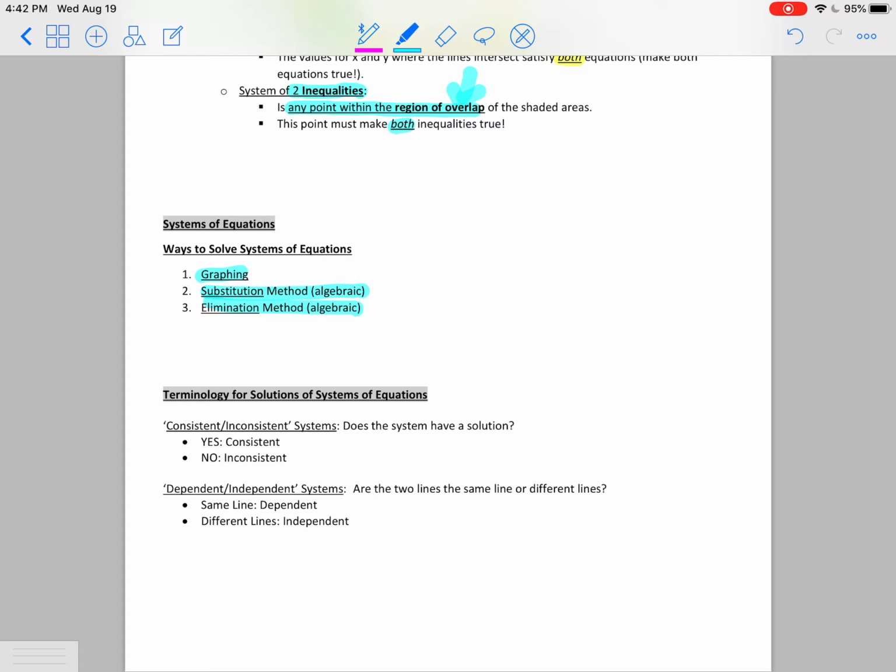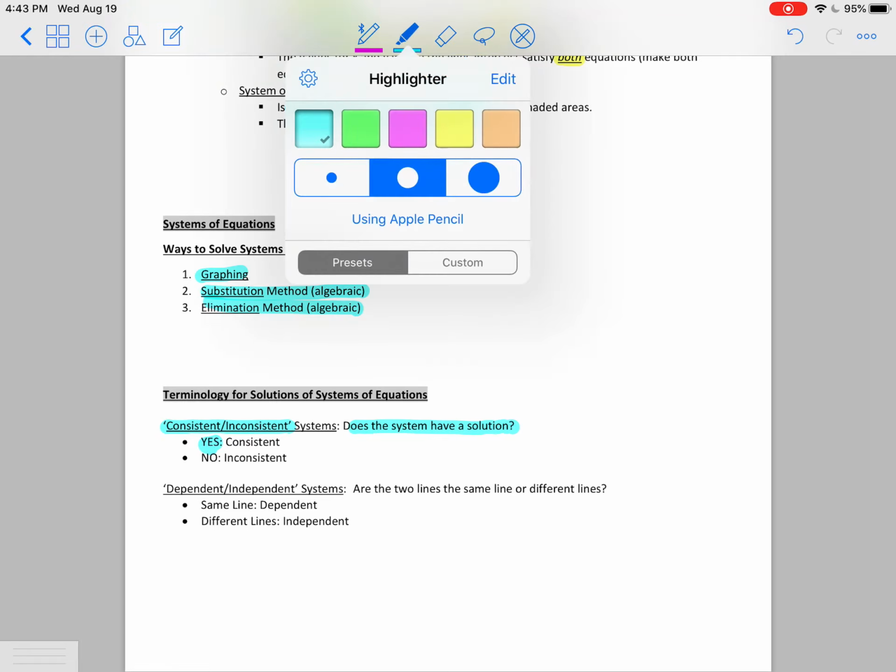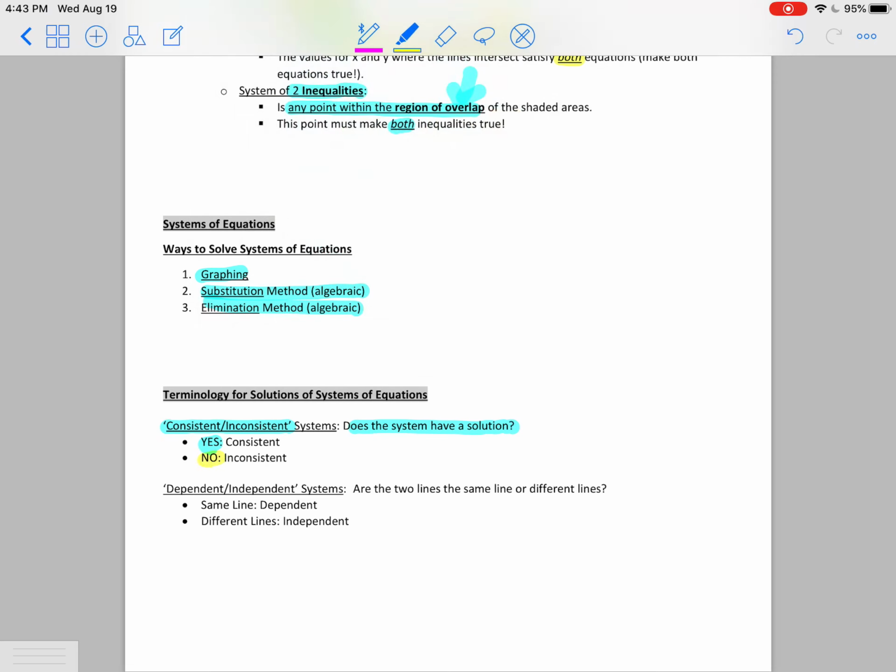All right, so in order to really talk about these solutions to these systems of equations, we need to talk a bit about some terminology. You guys are going to be seeing on NROC and being exposed to the terminology consistent or inconsistent system. What I want you to think about when you see that is, does this system have a solution? That's the question that you ask. If it does have a solution, it's consistent. If it doesn't have a solution, it is inconsistent. Okay, so that's kind of how you would break down that terminology.